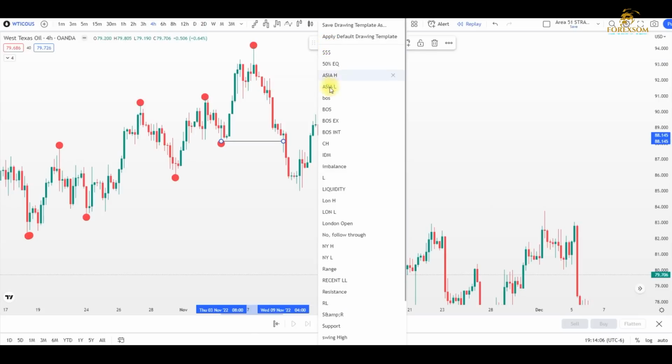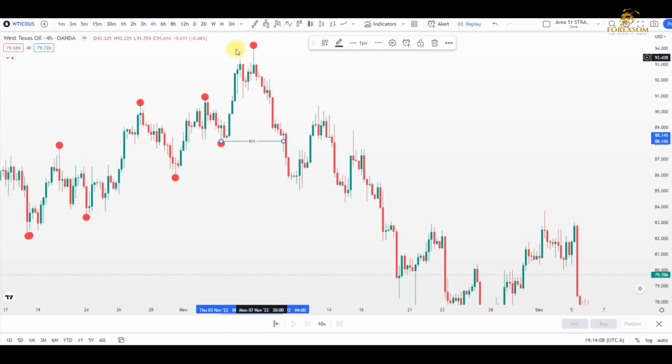What you notice is we have a change of character here. Somewhere on the higher time frame, the price is hitting a supply zone, and now the price is reversing to the downside.